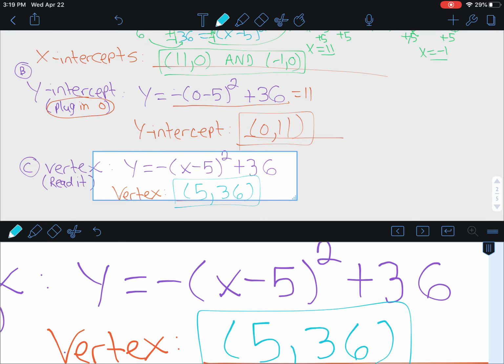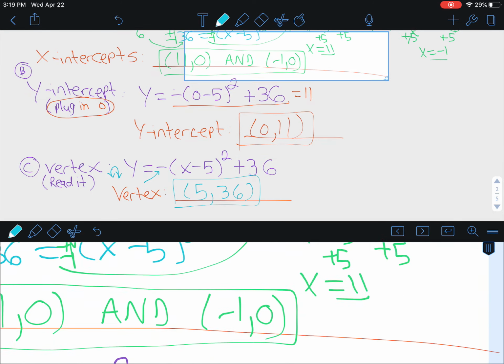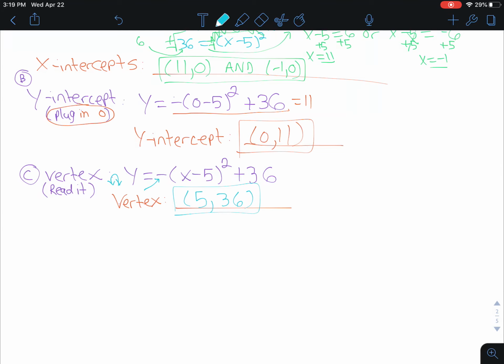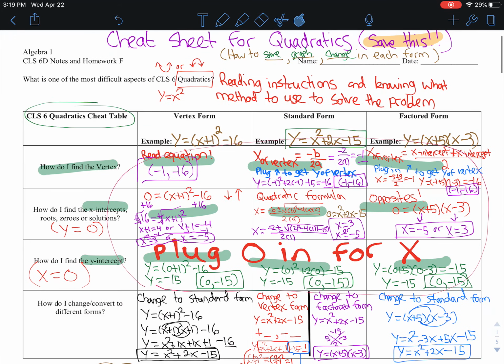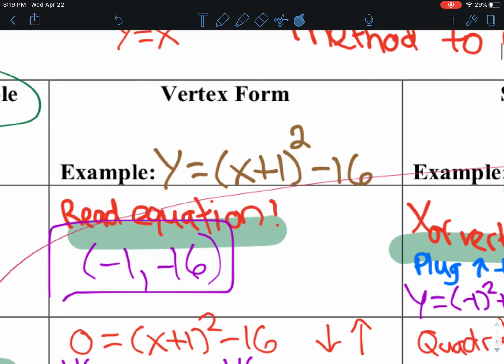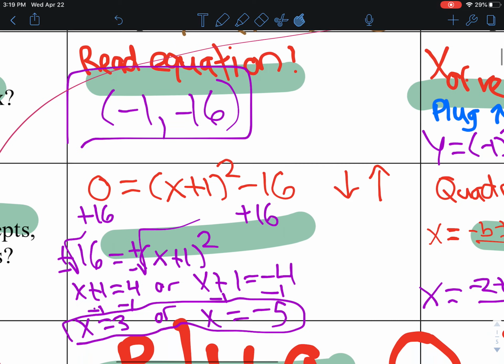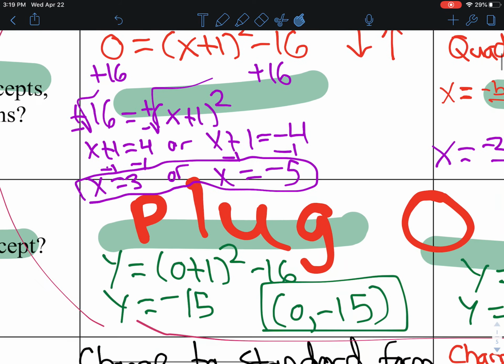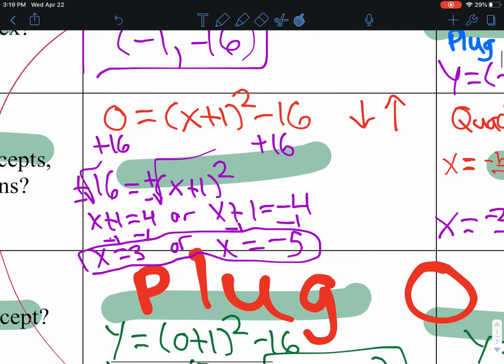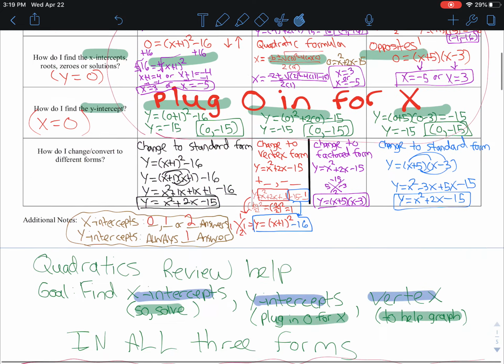Remember what the negative does, it makes it go down, if you're wondering. You still do the opposite there. Anyways, that's vertex form. If you needed more help, you could have asked, how do I find the vertex? I can do it that way. That's how I solve or find the x-intercepts, and I need to plug in 0 to find the y-intercept. Again, you can use this to help you out if you need it.